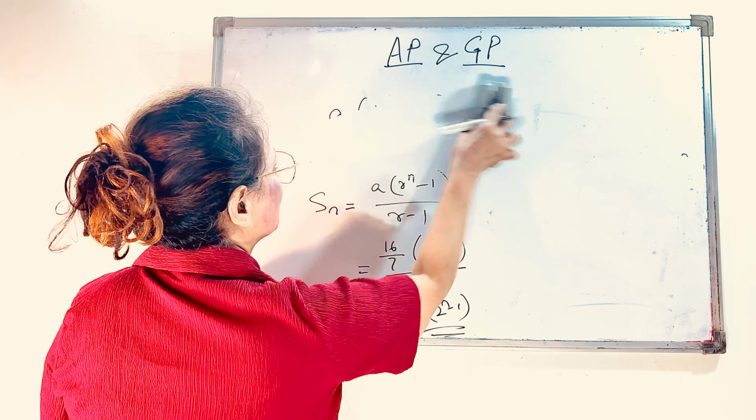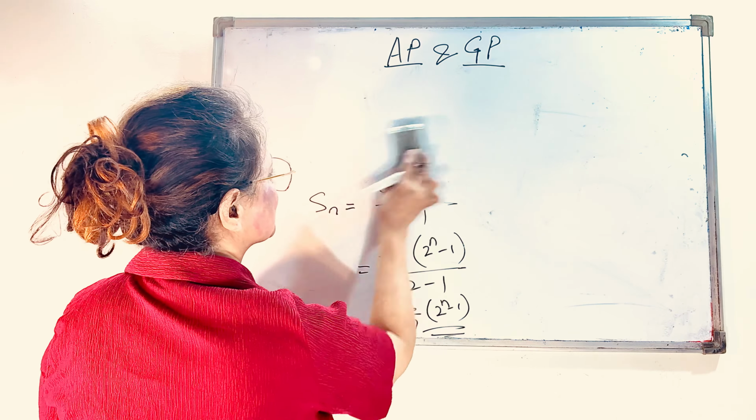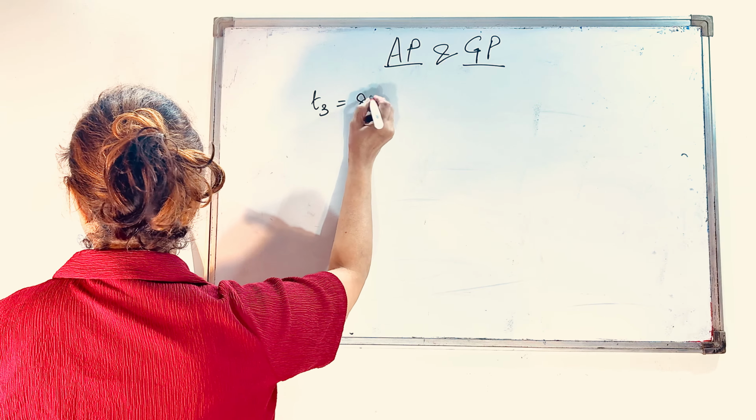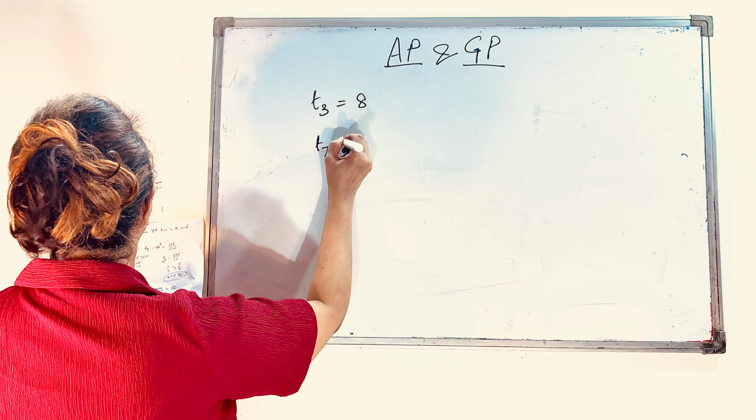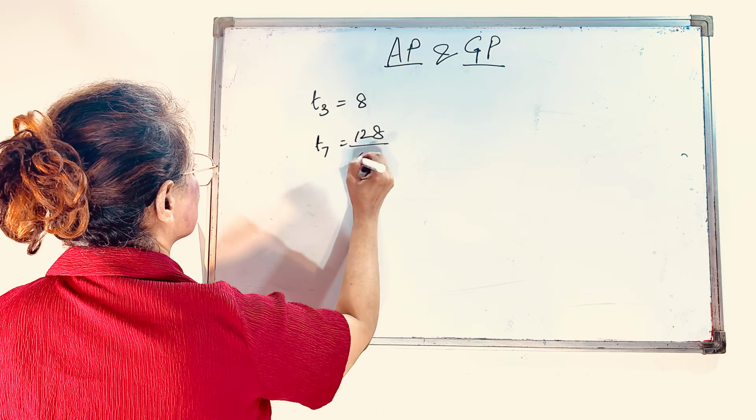Okay, so in GP questions, divide the terms or the sums, whatever is given. Next, there's a question. Find the GP whose third term is 8 and the seventh term is 128 by 625.